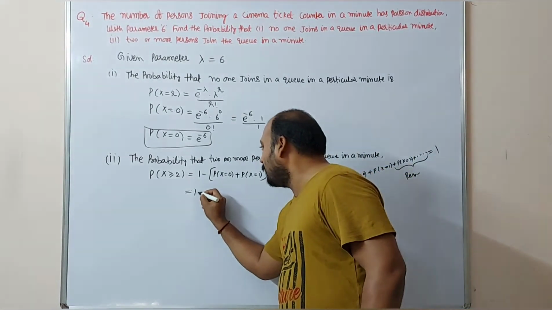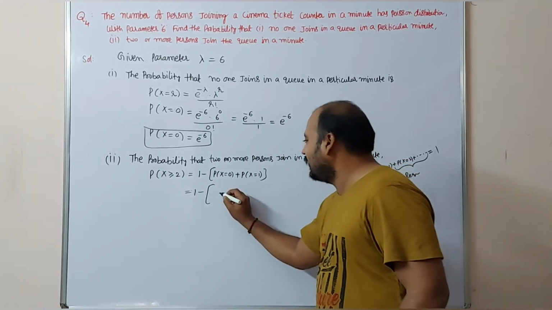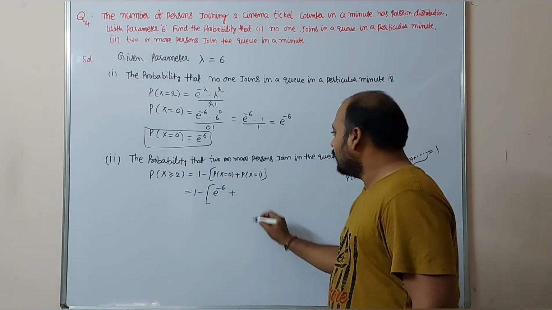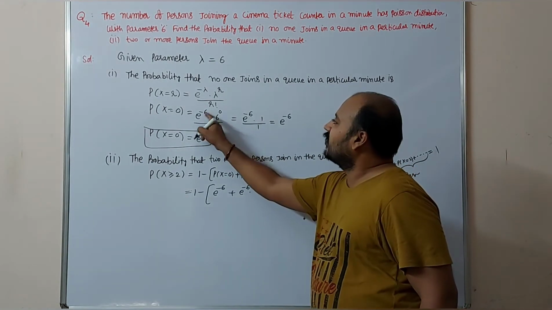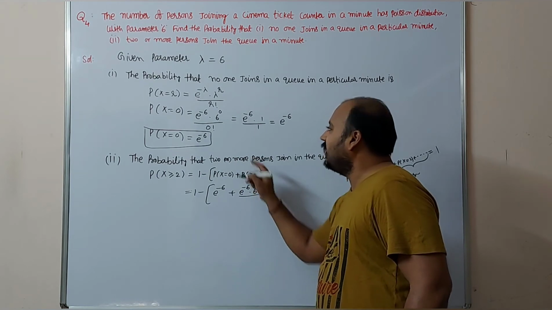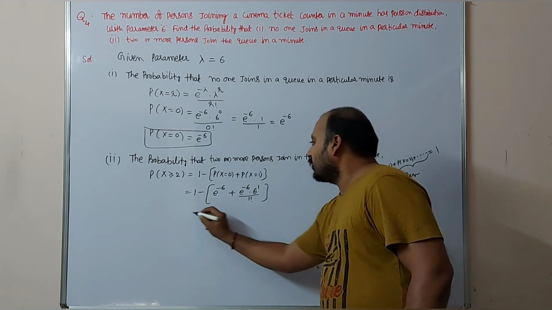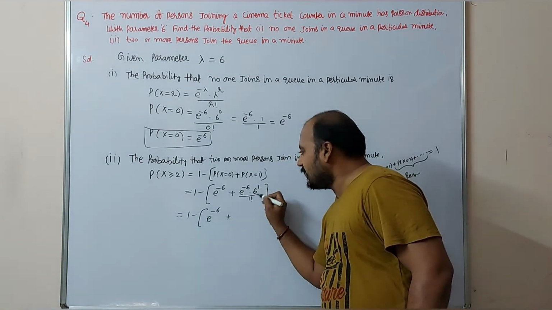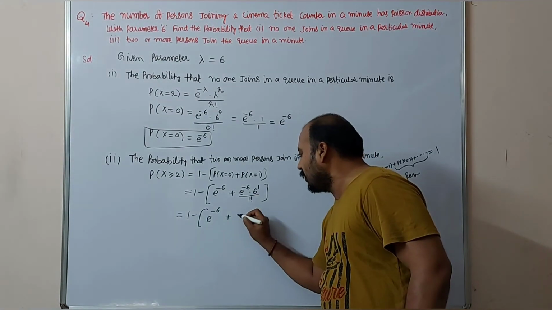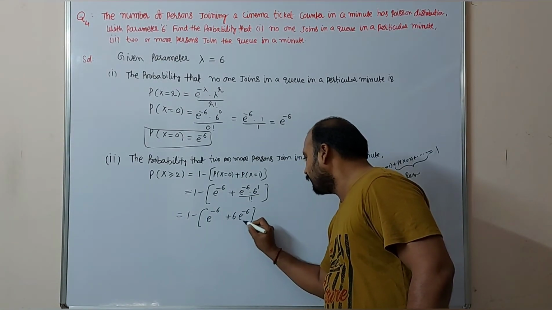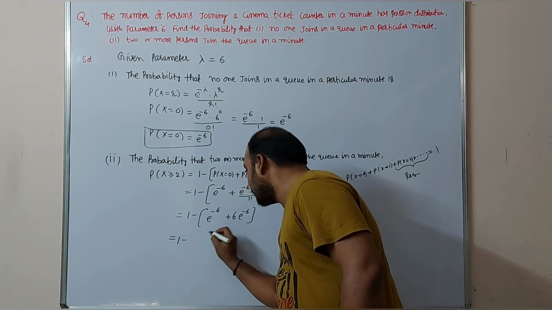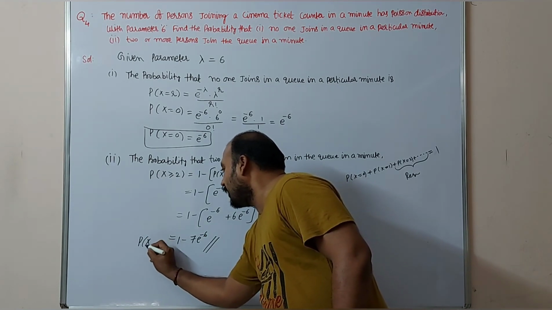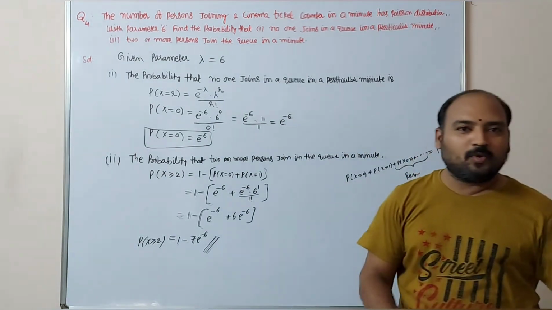Which is equal to 1 minus P of X is equal to 0, already we got it, e power minus 6, plus P of X is equal to 1. In place of r substitute 1. So e power minus 6, 6 power 1 by 1 factorial. So which is equal to 1 minus e power minus 6, 6 power 1 is 6, by 1 factorial is 1, 6 by 1 is 6, 6 into e power minus 6 is 6 e power minus 6. Which is equal to 1 minus 7 e power minus 6. This is the required probability. I hope you understand this, students.